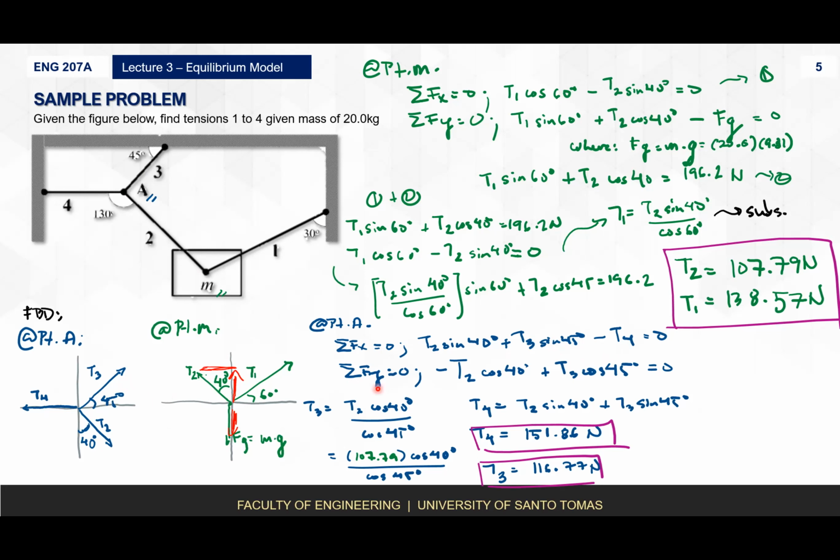Ang maganda naman sa Y component niya, there's no T4. Okay, and we simply have minus T2 cosine 40 and positive plus T3 cosine 45 degrees. We set them up, substitute one or the other, and then you're able to solve them for T3 and T4 respectively. And this is what I got.